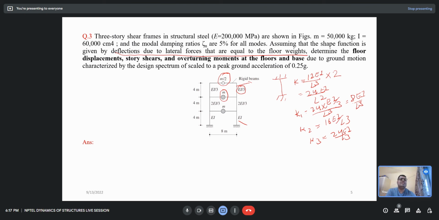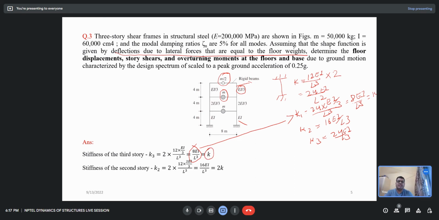Okay, so in this, let us suppose this is equal to k something. So this is the calculation for the stiffness of the third story, that is 3 EI by Lq, which I have calculated here, and which I have denoted with the k. Now the stiffness of the second story, which will be the 16 EI by Lq, which is also 2 times of the third story. So that is denoted as 2k, and this is also 3k, denoted as 3.